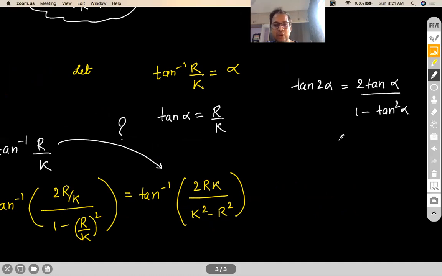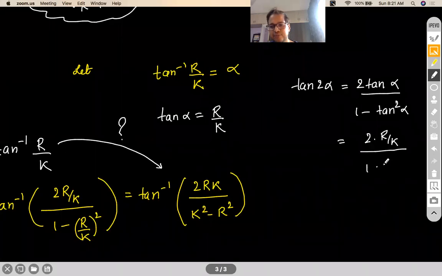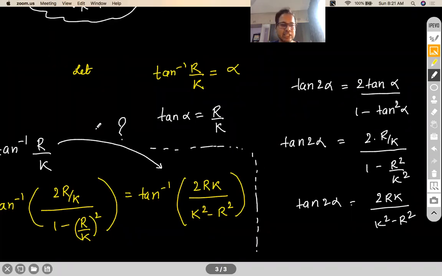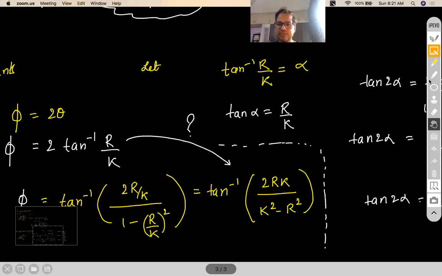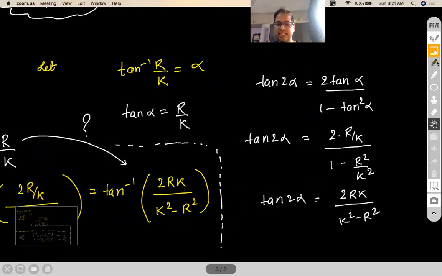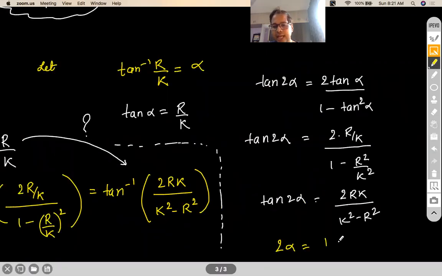Correct? And now tan alpha is r by k, so I'll put r by k in place of tan alpha. This is tan of 2 alpha, which is nothing but 2rk by k square minus r square. Ultimately, since I need 2 alpha, as you see in your answer over here, 2 alpha can be obtained by taking tan inverse. And there it goes. This gives you the given result.